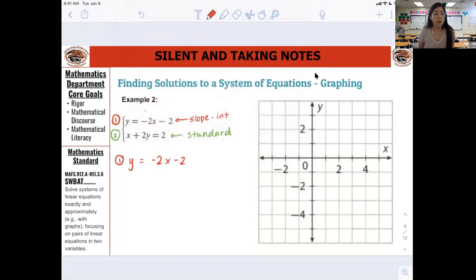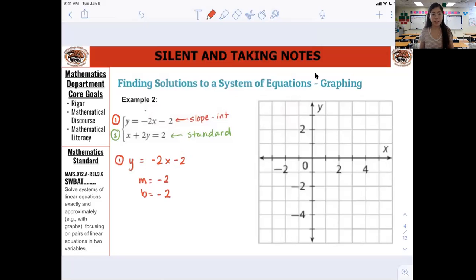So equation number 1, y equals negative 2x minus 2. What is my slope? Negative 2. What's my y-intercept? The y-intercept is also negative 2. Now remember, when I'm asking for those numbers, you always look at the symbol in front of your number. If you have a minus sign, that's a negative. If you have a plus sign, that's positive. And that always goes that way.